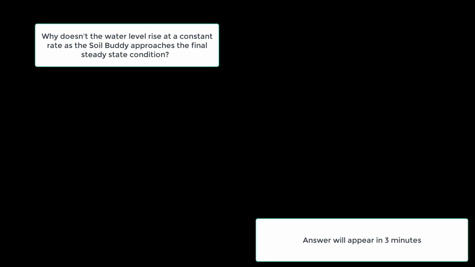So with time, the flow out of the soil buddy body through the sponge is increasing. So as that increases, the difference between the flow in and the flow out gets smaller. So the addition to storage with time gets less with each given time step. So in other words, the water level will rise more slowly with time as the outflow approaches the inflow.